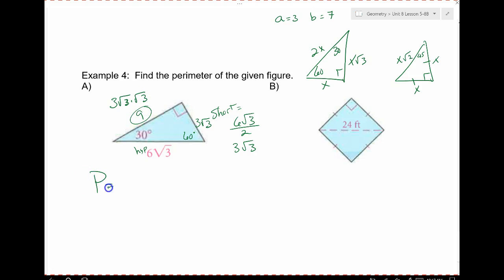Now, perimeter though, we have to add all the sides up. So I got here 9 plus 6 root 3 plus 3 root 3. Is that in simplest form? Not if I have terms I can combine. So do you guys agree with me? Since they both are in simplest form and they both have the same radical, can I combine those two? So I get 9 plus 9 root 3 units.